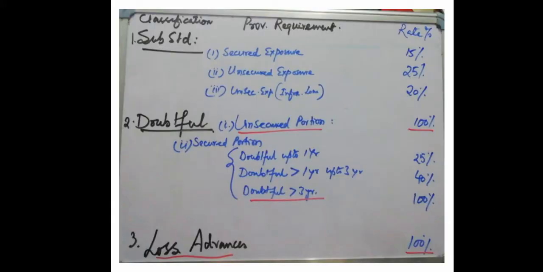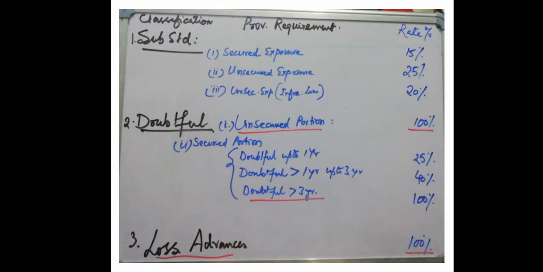In this, we are trying to understand the classification of assets into the NPA category and their required provisioning. Under the substandard category, you have 3 types of sub-assets, starting from secured assets to unsecured exposure, and then unsecured exposure especially in the infrastructure sector. Substandard assets quoted here are to be provisioned at 15%, 25% and 20% respectively.